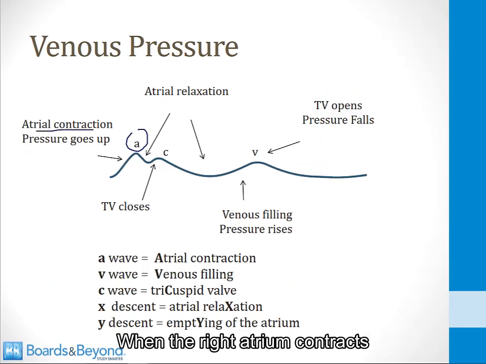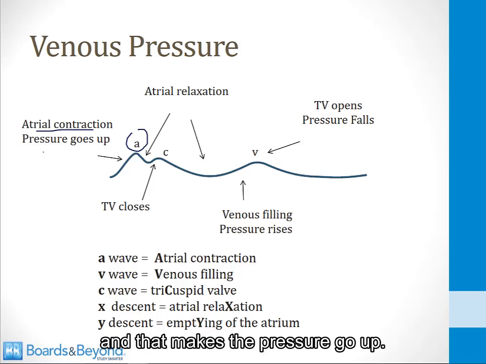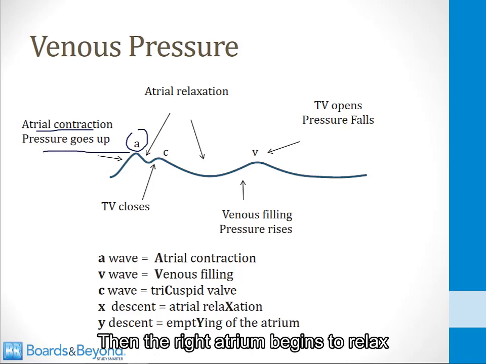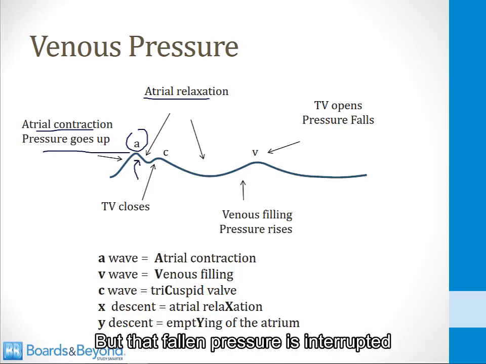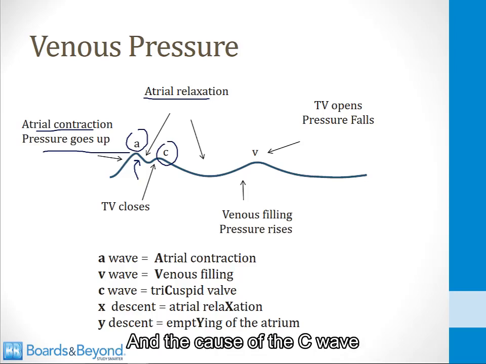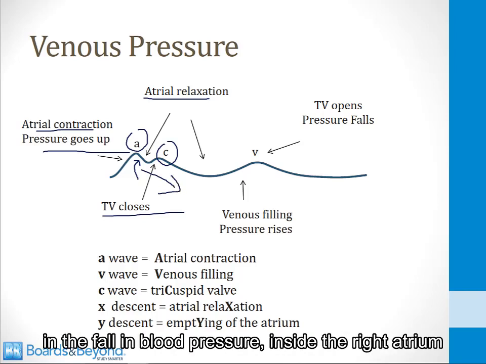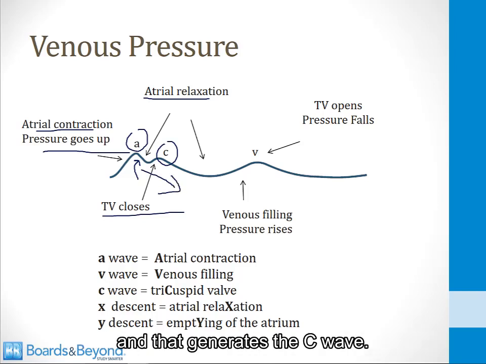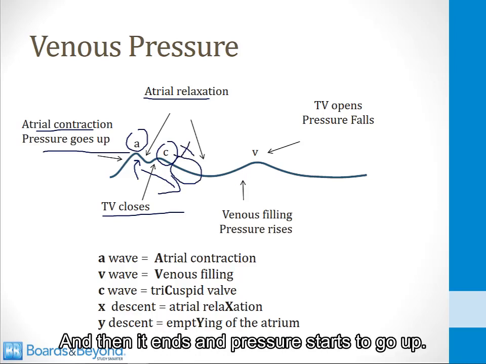The first bump in the venous pressure tracing is called the A wave, and this is caused by atrial contraction. When the right atrium contracts, it compresses blood volume in the chamber, and that makes the pressure go up. Then the right atrium begins to relax, and the pressure starts to fall, as you see right here. But that fall in pressure is interrupted by a little bump called the C wave, and the cause of the C wave is closure of the tricuspid valve. When it closes, it causes a little hiccup in the fall in blood pressure inside the right atrium, and that generates the C wave.